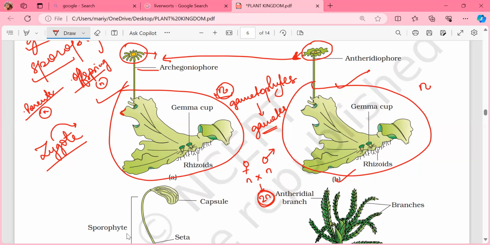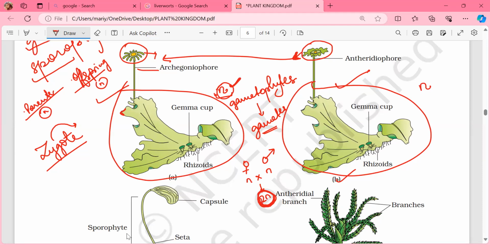Meiosis is a process which reduces the number of chromosomes, right? So from 2n, we need to form n. So we need to reduce it, right? It has to undergo reductional division. So when it undergoes reductional division, it will form n. Now, normally, since it is 2n, it will undergo reductional division.